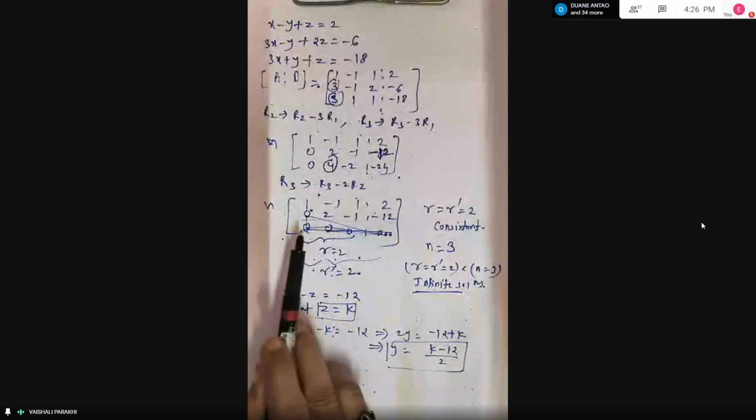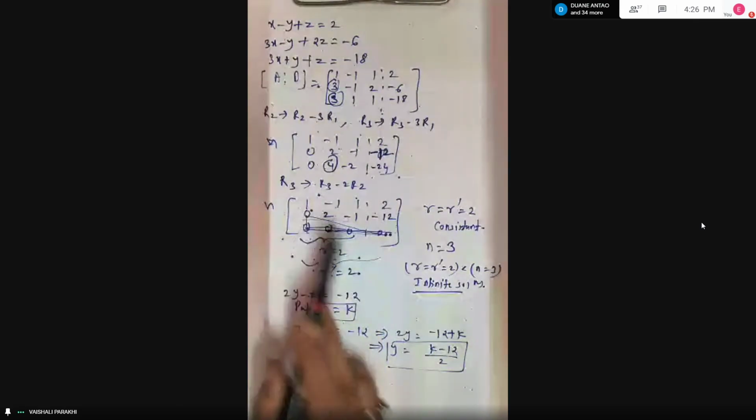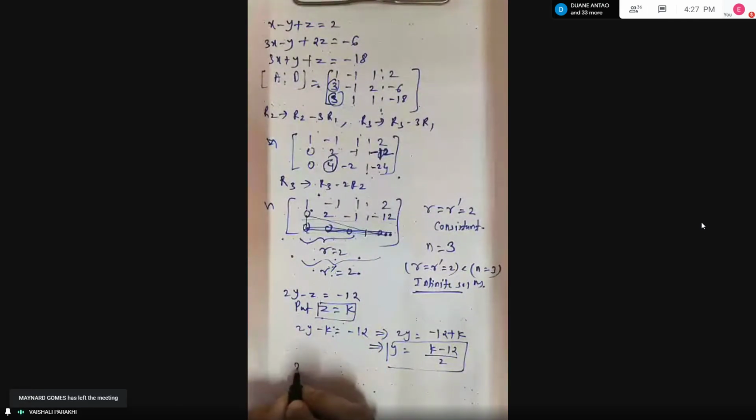Please understand this. Wherever there is z, I put k, and then I solved the equation. I kept only y on one side and transferred all the terms to the other side. So this is my y. Now z is done, y is done. Now x. For x, which row are you going to take? First row. Now in the first row, what is the equation? 1x minus 1y plus 1z is equal to 2.